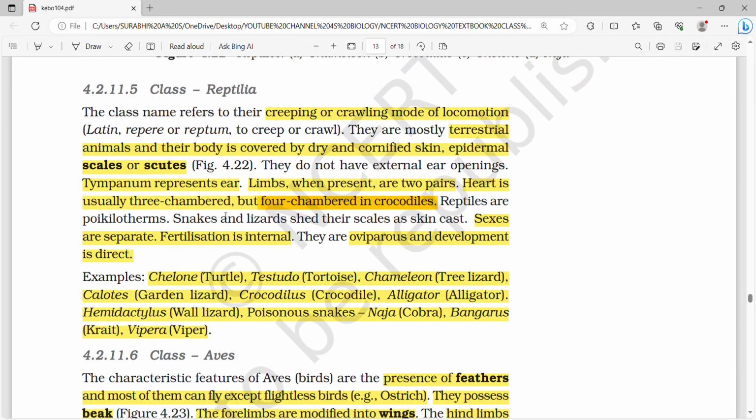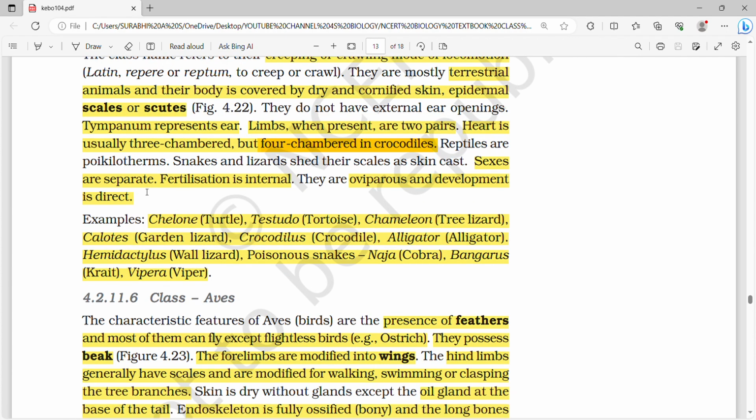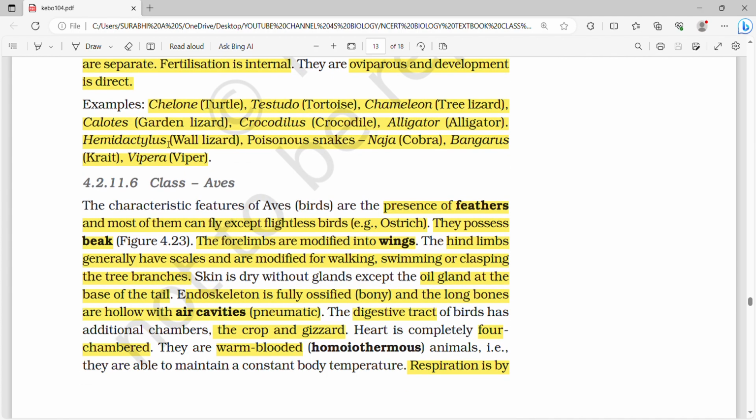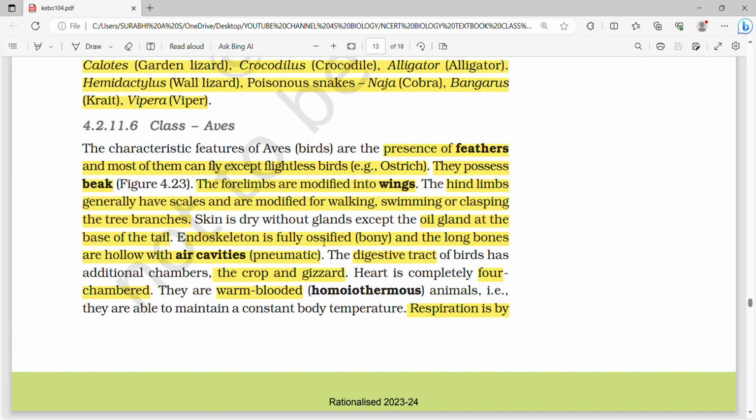Heart is usually three-chambered but four-chambered in crocodiles. So this is very important. They have asked it many times and it might be repeated. Four-chambered in crocodiles. Sexes are separate. Fertilization is internal. Oviparous and development is direct. So you can remember these examples. It is easy. Crocodylus, Calotes, garden lizard, Testudo, tortoise. You can remember this.